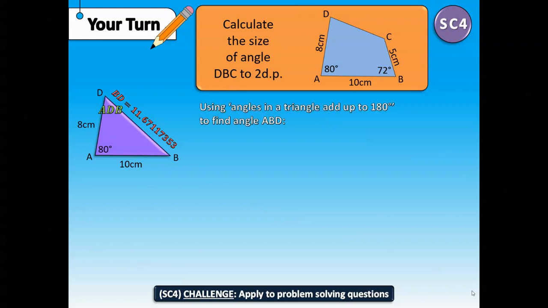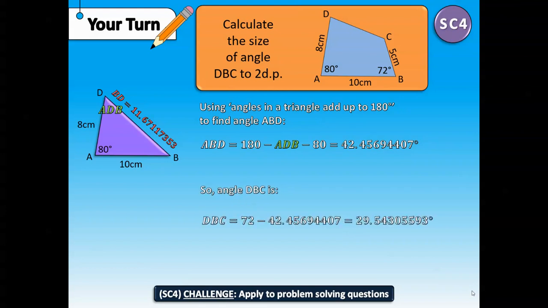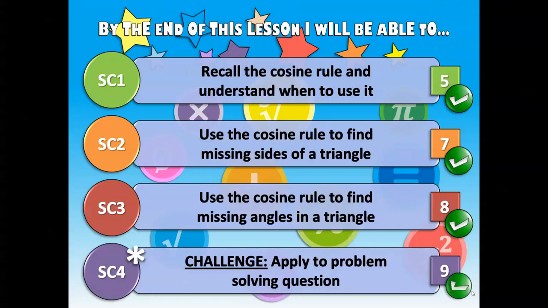I then know angles in a triangle add up to 180 degrees. So angle DBC will be 29.5 degrees. And there's my answer. And now I've completed success criteria 4.